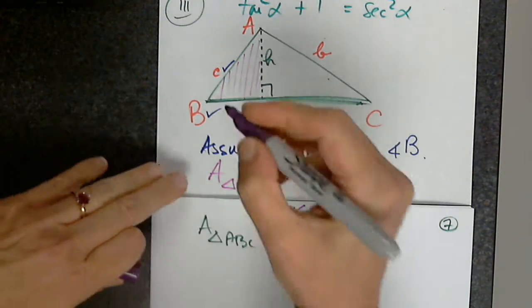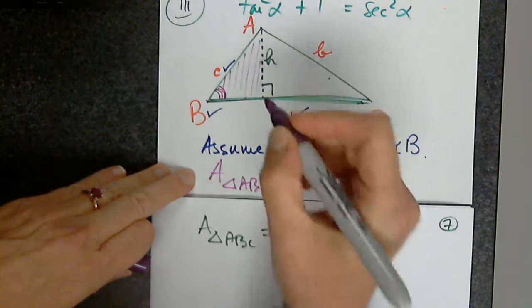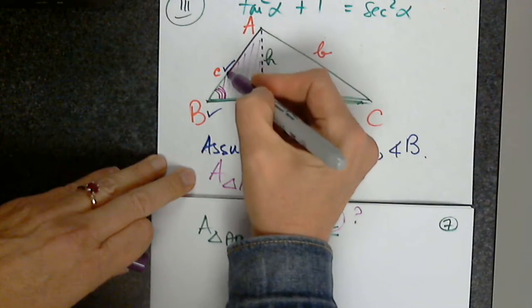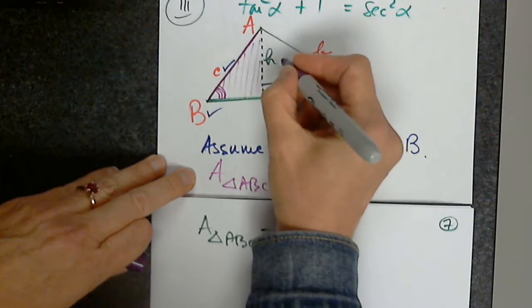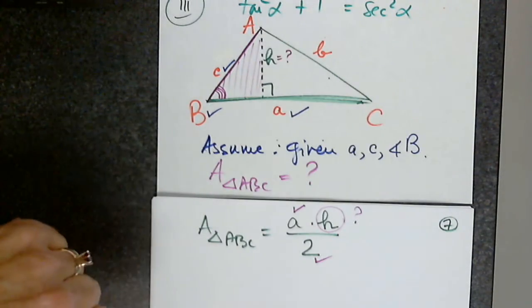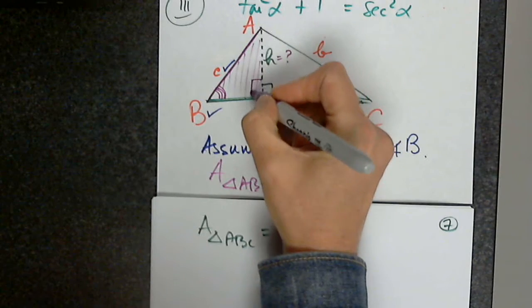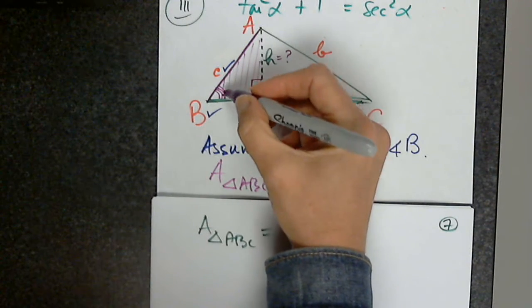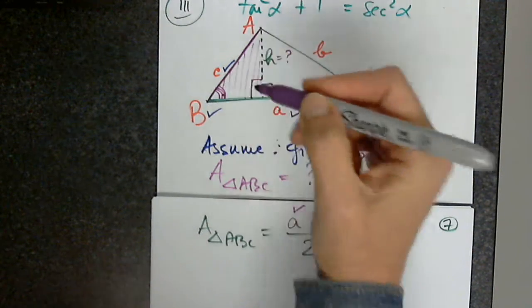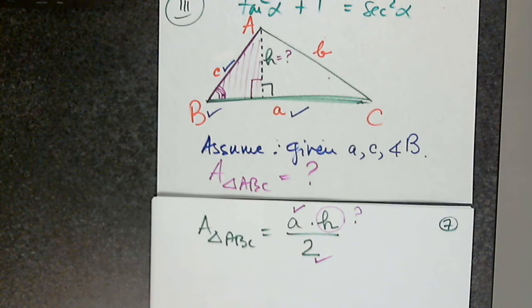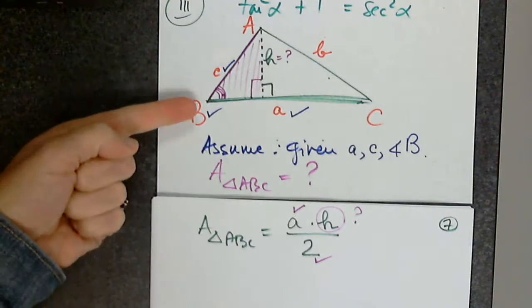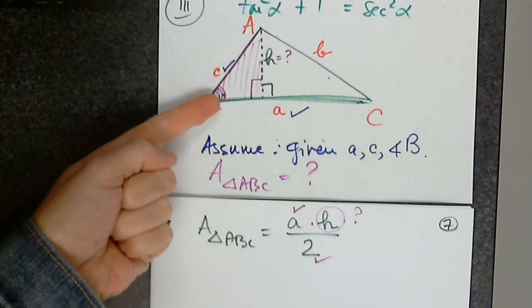I am given this angle B. This is given. And I'm given this side. Is there any way I can express the height, knowing that this is a right triangle, knowing that I have this angle, and knowing that I have the hypotenuse? Is there any way I can determine that height using a particular trig function, knowing that I have the hypotenuse and this angle?